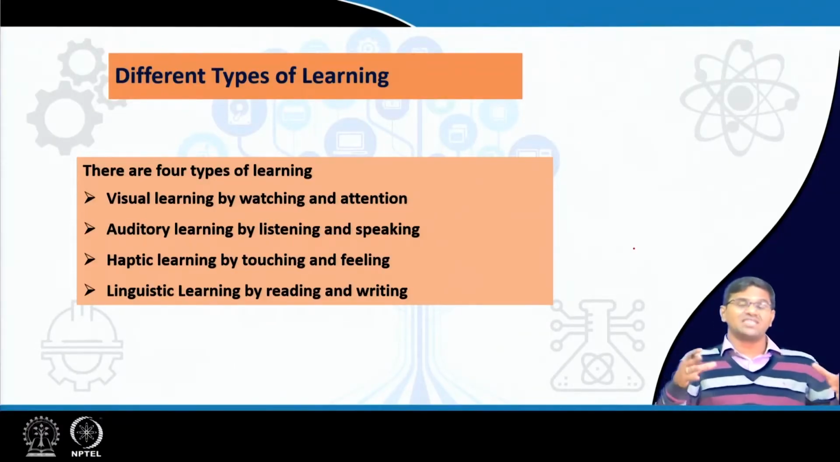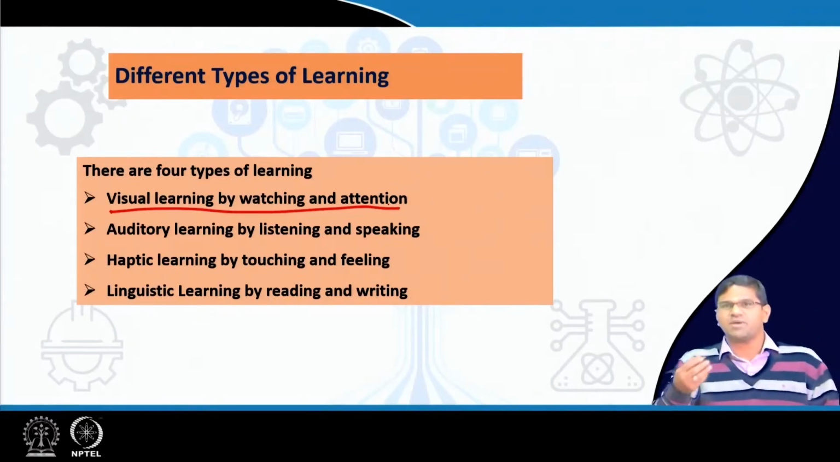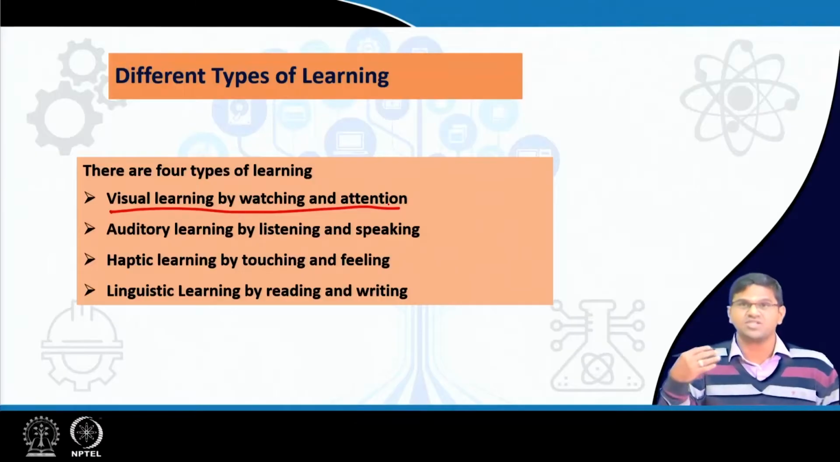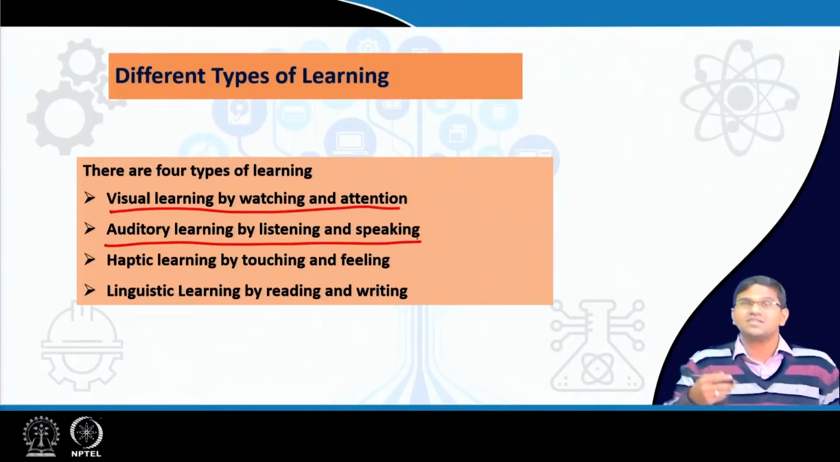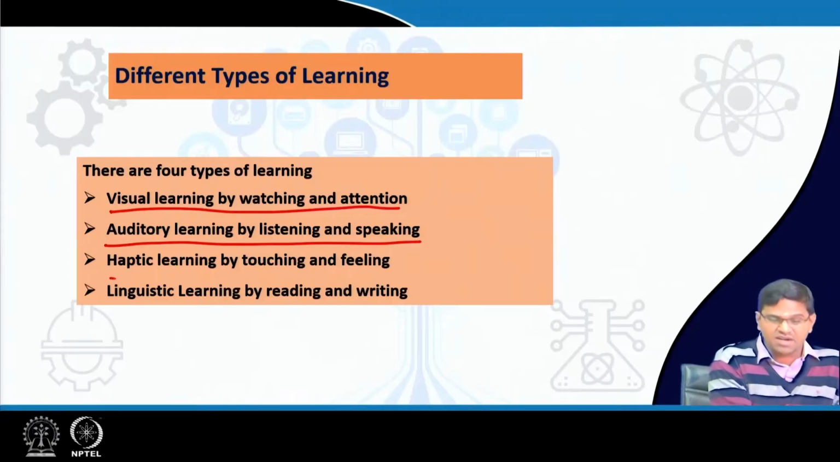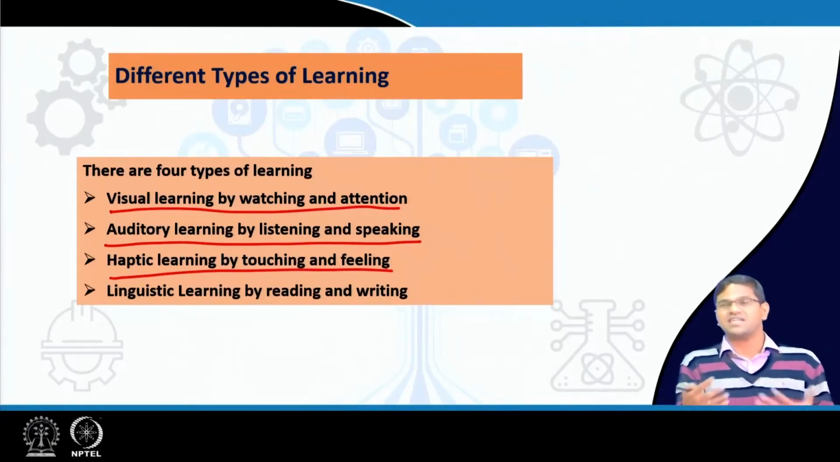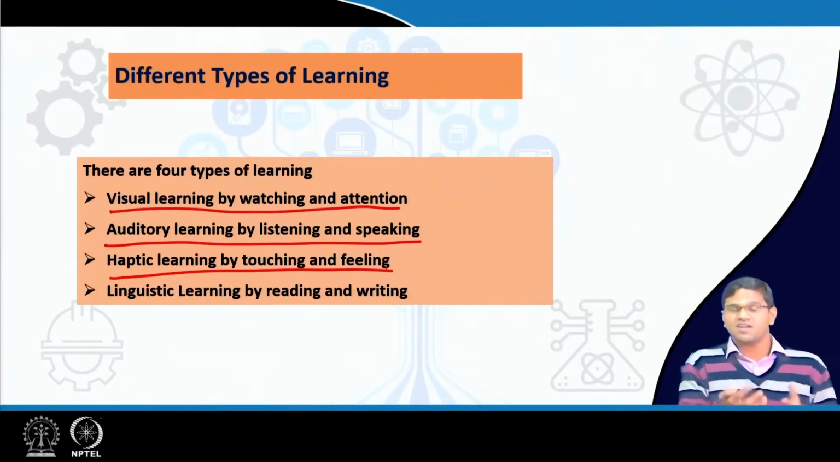Well, we are trying to classify in a very broad perspective. Visual learning, which essentially happens through watching and paying attention to visual cues, maybe video, audio-visual. We will look at what visual learning is all about. Then auditory learning, which happens by listening and speaking. Then haptic learning, which is through feeling by touching, meaning that you are going to experience it probably through simulations or hands-on practices. That's what we are trying to talk about.